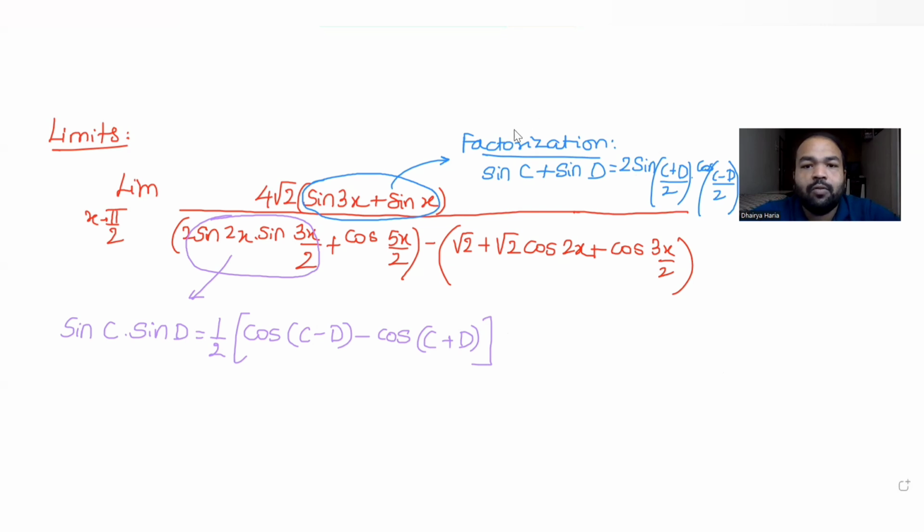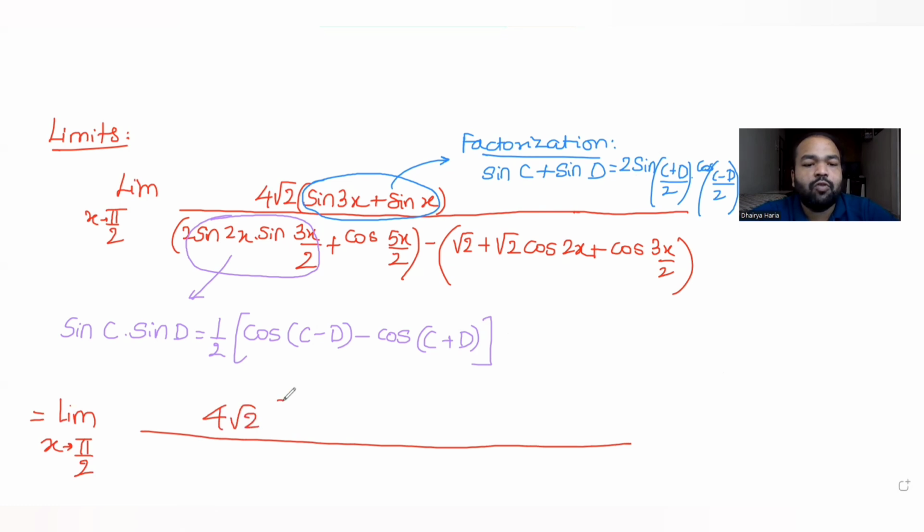If I use those two ideas, the step becomes limit x tends to pi by 2. In the numerator I get 4 root 2, and sin c plus sin d gives 2 sin of (c plus d) by 2. So 3x plus x is 4x, and 4x by 2 is 2x. And we have cos of (c minus d) by 2, so cos of (3x minus x) by 2, which is cos 2x. So we have this entire thing here.